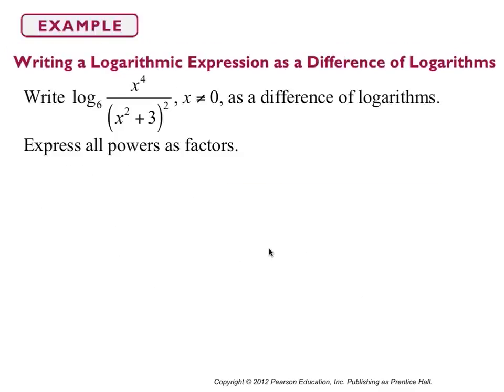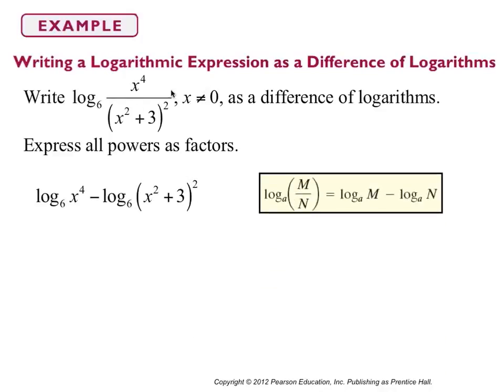Okay, let's try another one. Let's say we have log base 6 of x to the 4th over x squared plus 3 squared. Again, we want to express all powers as factors, and we want to express it as a difference of logarithms. So there's one large division problem here. When you have division, you want to change it into subtraction. So we rewrite it as log base 6 of x to the 4th minus log base 6 of x squared plus 3 squared.